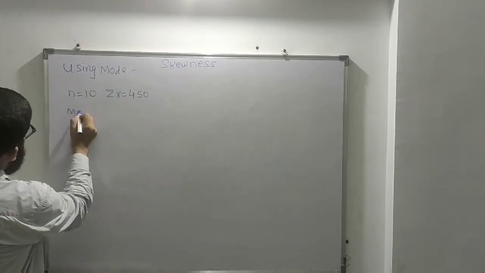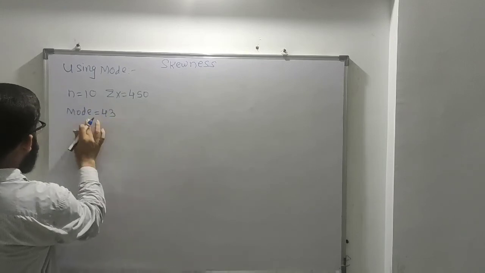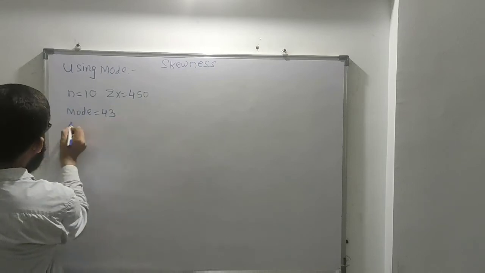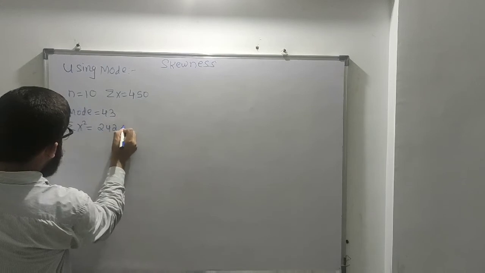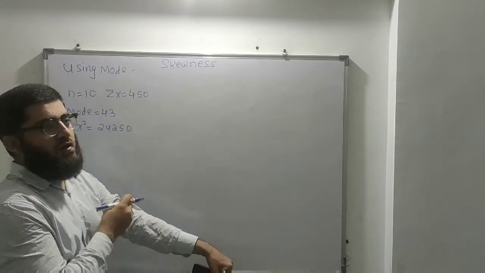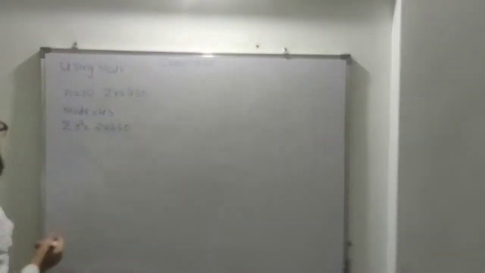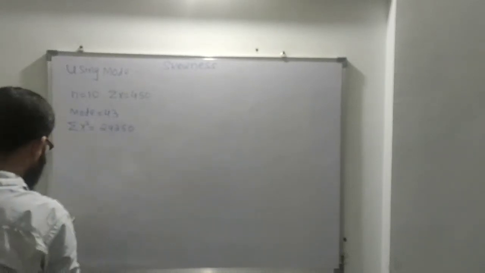And the mode value, I have made a particular video on how to find the mode. And the summation of x square is equal to 24250. So these are the values given to you, and you have to find the Karl Pearson's coefficient of skewness. So next, let us see that.